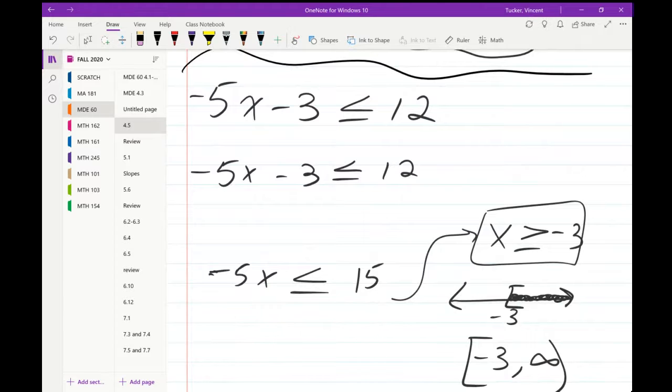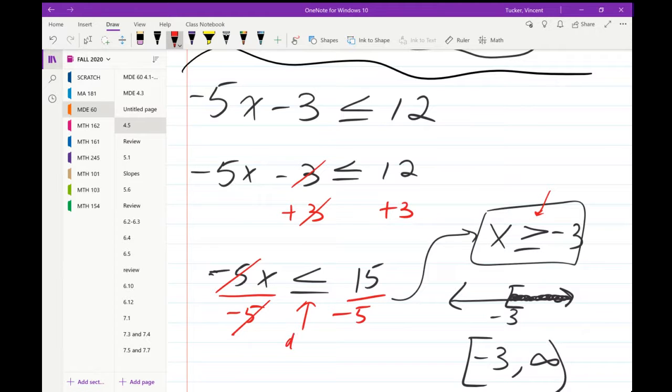All right, looking at the next one. Negative 5x minus 3 is less than or equal to 12. First thing we'll do is add 3. That'll cancel on the left. Leave me with negative 5x is less than or equal to 15. Divide by negative 5. And that will be x is greater than or equal to negative 3. Don't forget this has to change because we divided by a negative.